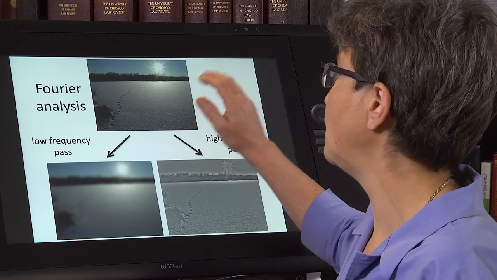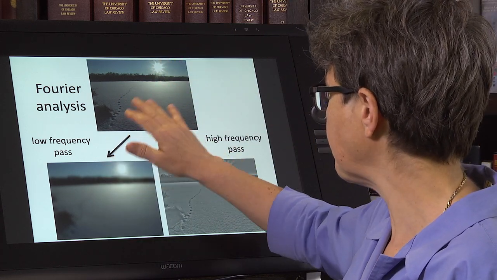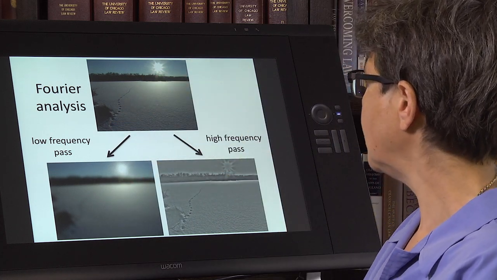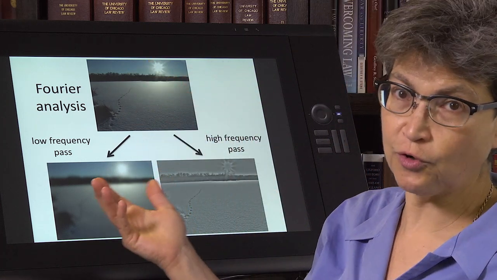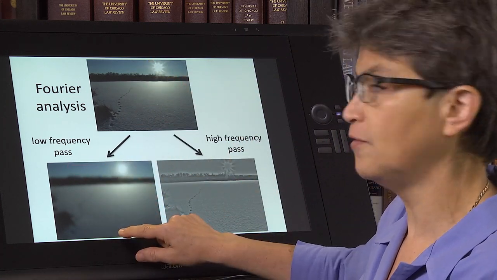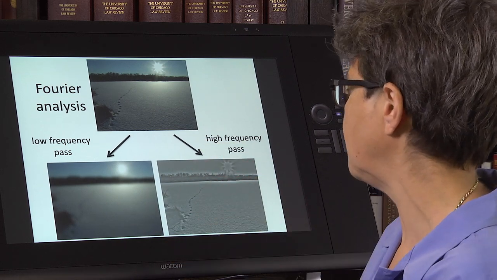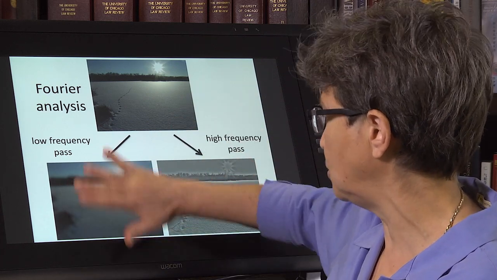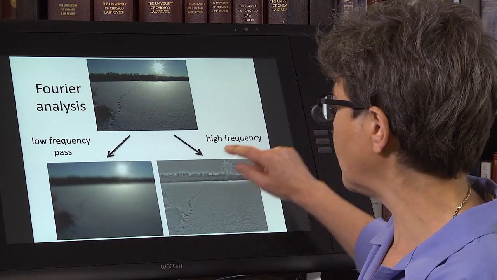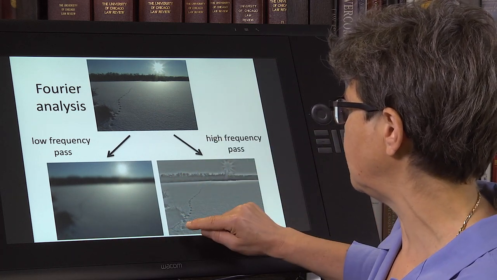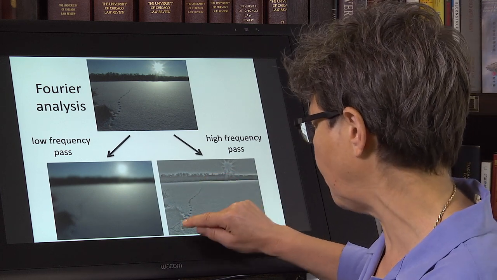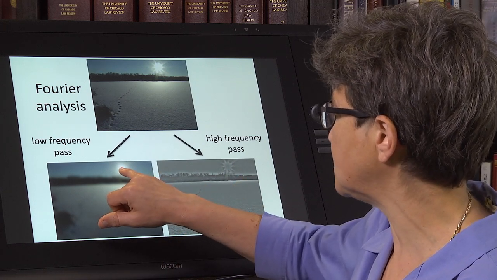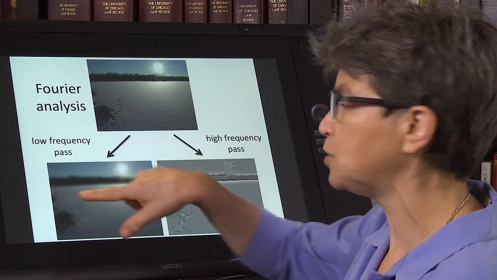Here is a picture from Michigan in the winter, and it's lovely fox tracks across the lake. What I simply did was use Photoshop to take a low frequency pass of this information and a high frequency pass of this information. In the low frequency pass, you get a general picture of what's going on here, whereas in the high frequency pass, you get the very detailed. You see the fox's footprints. You don't see the fox's footprints so much here. You see the sun extremely well in both situations, but differently.